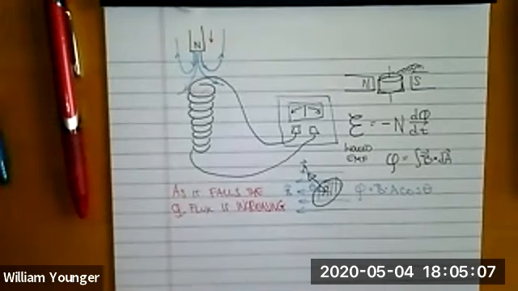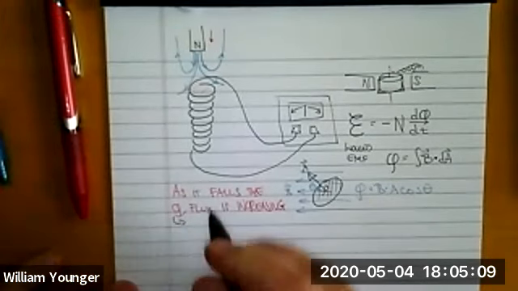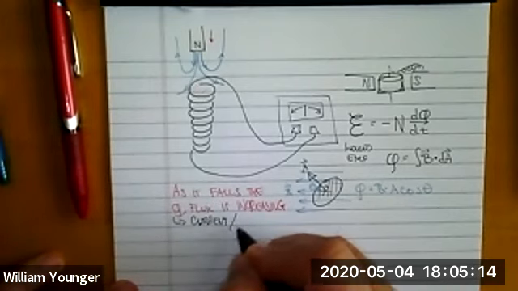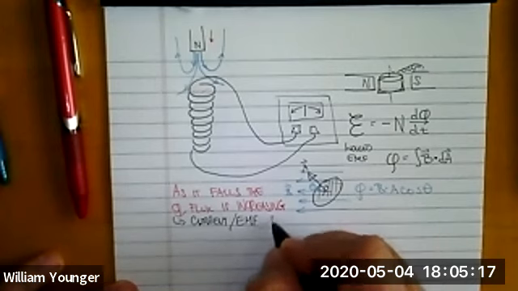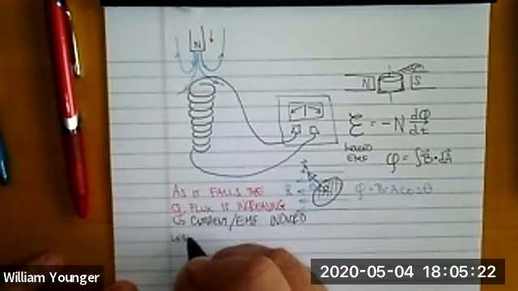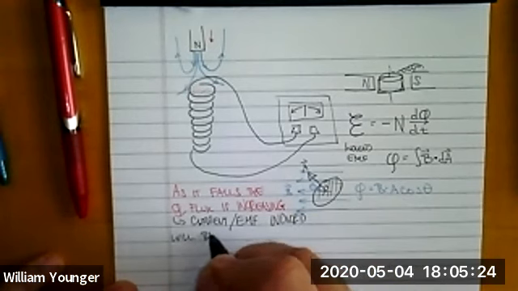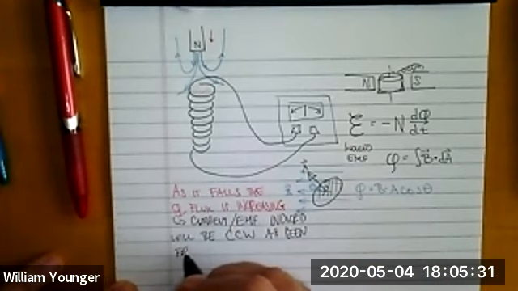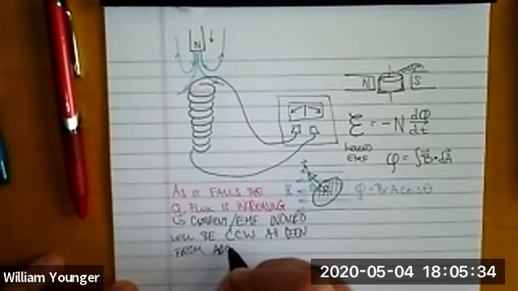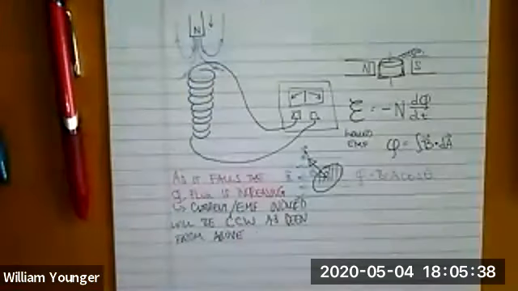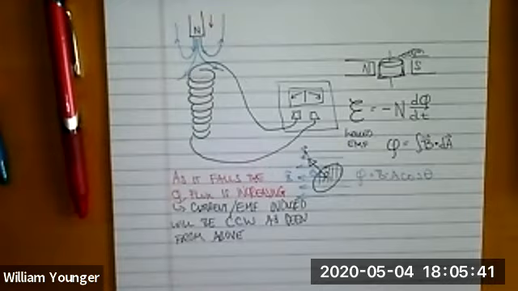So we now have the conclusion that the current induced and EMF induced will be counterclockwise as seen from above. So the current induced will be counterclockwise as seen from the case of the magnet, for instance.